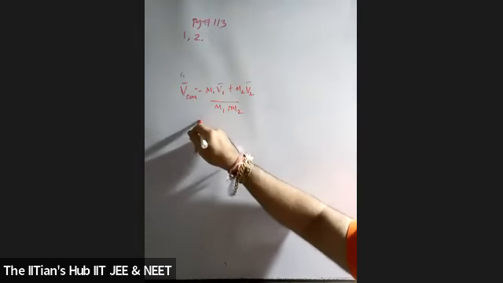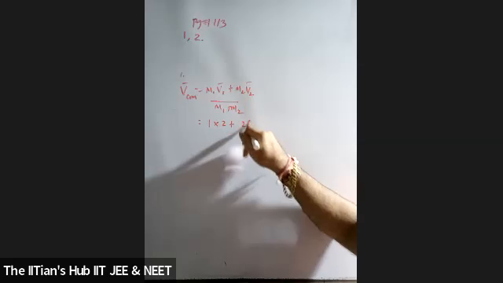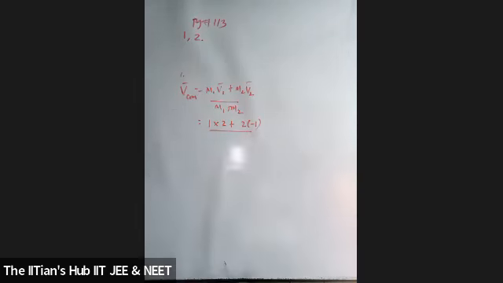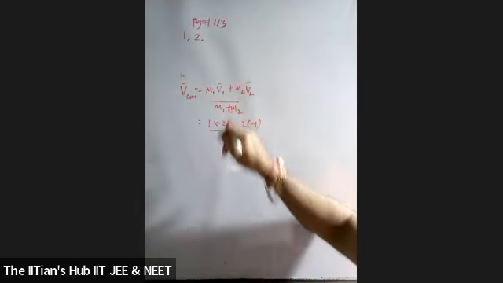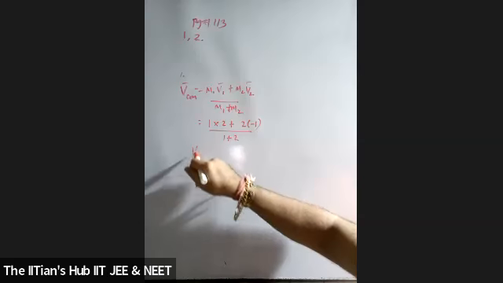Yes, sir. Both will be in the same direction. Because in the second, it is saying that it is in the opposite direction, so it will be negative. So it will be 1 into 2 plus 2 into minus 1, because the direction is opposite, and the sum of masses 1 plus 2. So the velocity of center of mass will be 0.